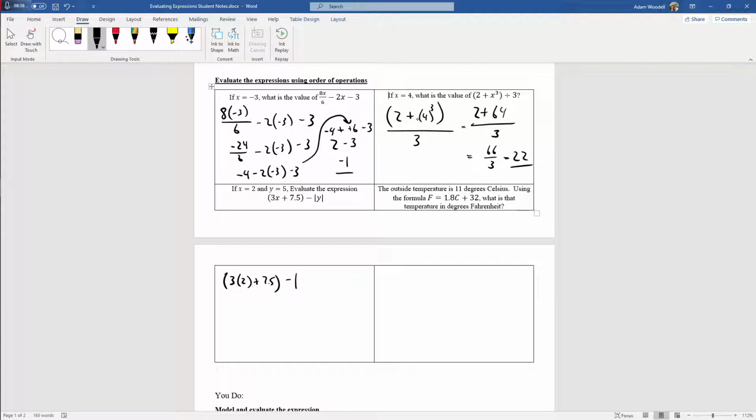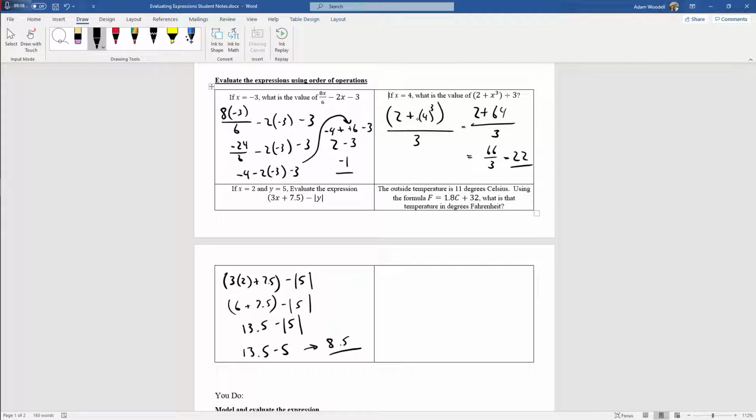So all I'm doing is looking at the problem here, replacing those variables with what the variables are actually equal to. So in this case, parentheses are going to come first, so 3 times 2 is 6, plus 7.5, whatever that is. And I'm going to subtract whatever the absolute value of 5 is. Let's do these parentheses first. 6 plus 7.5 is 13.5, minus the absolute value of 5. And then we know what the absolute value of 5 is because we just took that test. And then 13.5 minus 5 is equal to 8.5.